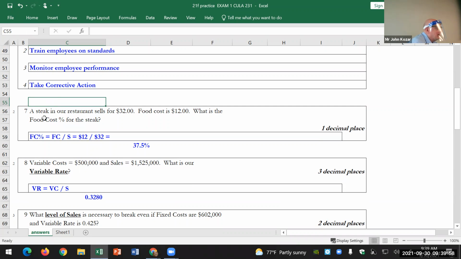Okay, question 7. The steak in our restaurant sells for $32. The food cost is $12. What is the food cost percent for the steak? Formula is food cost percent is equal to food cost divided by sales. So the $12 divided by $32 gives you 37.5%. So you notice on the right-hand side of each one of these, I'm telling you how many decimal points I want in the answer.